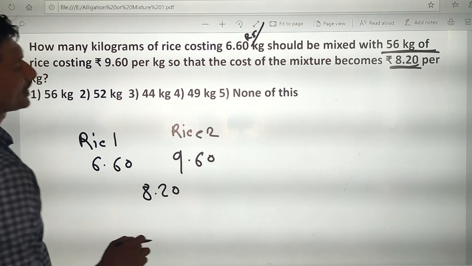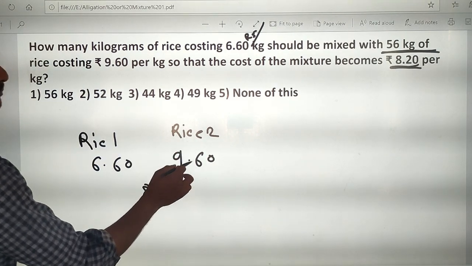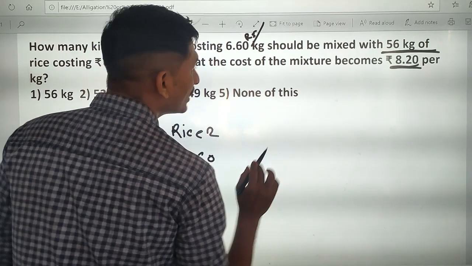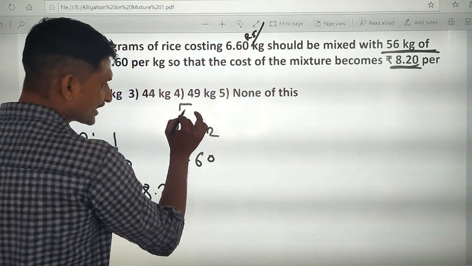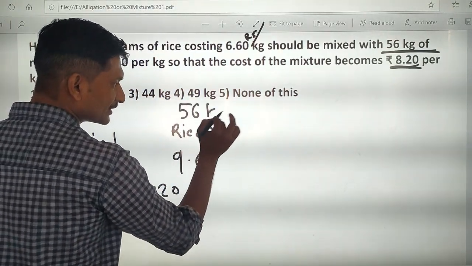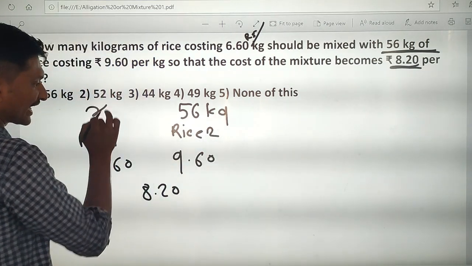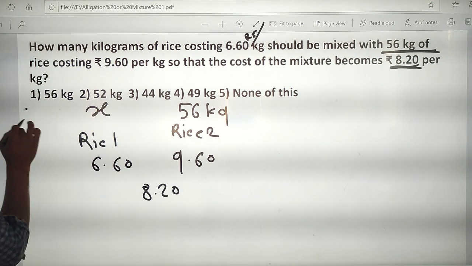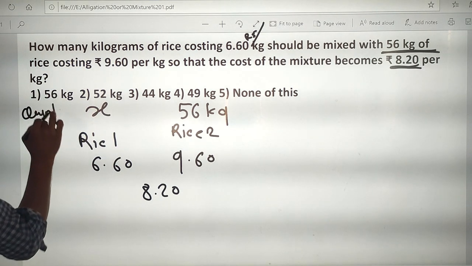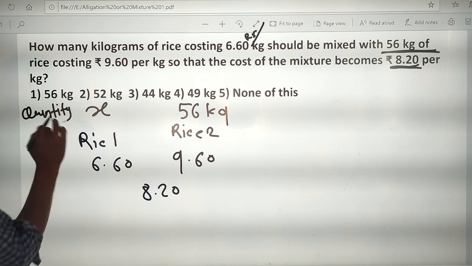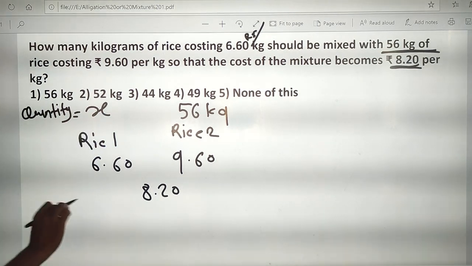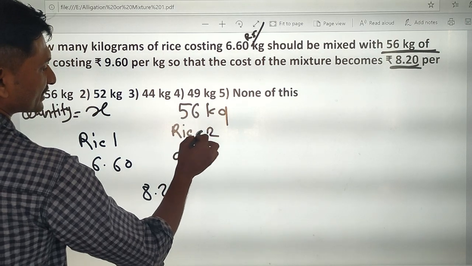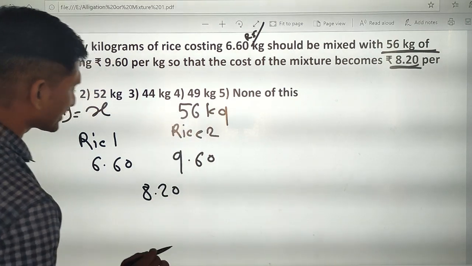Here the quantity of rice 2 is given, 56 kg. Then find the rice 1 quantity. Here the quantity of rice 1 is x, find it out, and rice 2 is 56 kg.